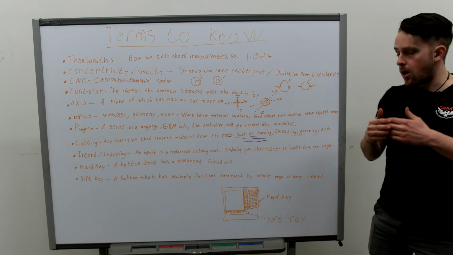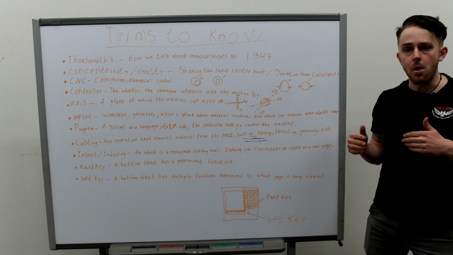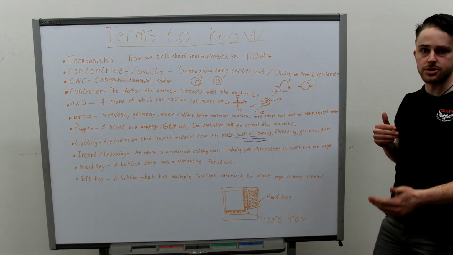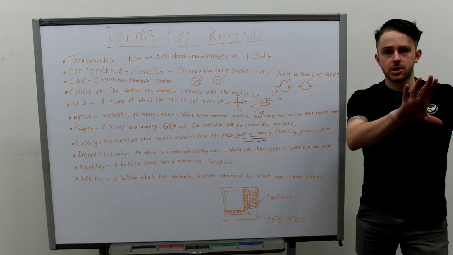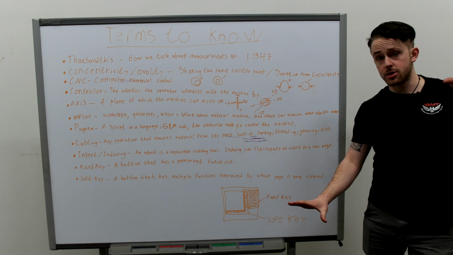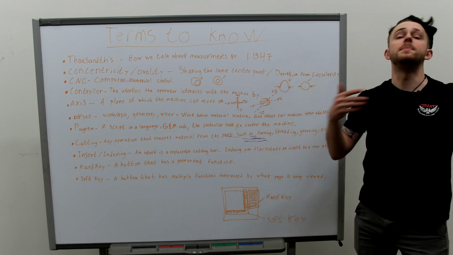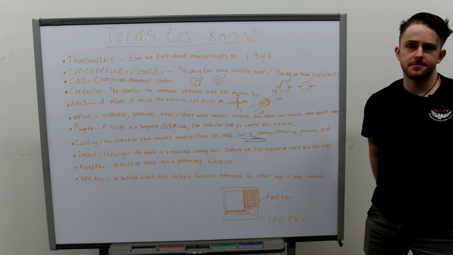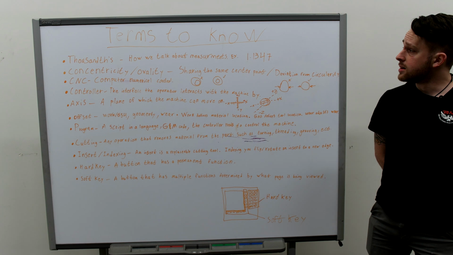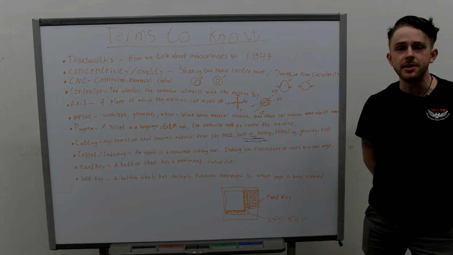Soft keys are keys that sometimes have no function or changing functions depending on what screen we're looking in. So if we're looking in our offset screen versus our program screen, all of my options for the buttons along the bottom are going to be different from one another. So they have constantly changing meanings. These are all the terms you really need to know to hit the ground running with our TGBs.